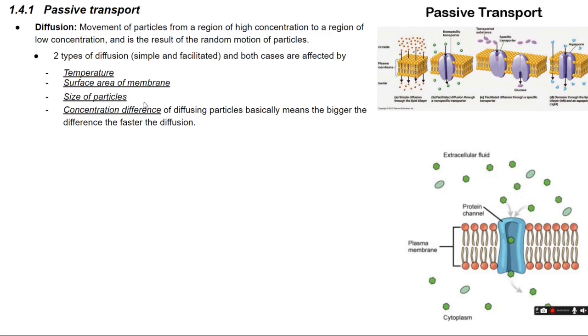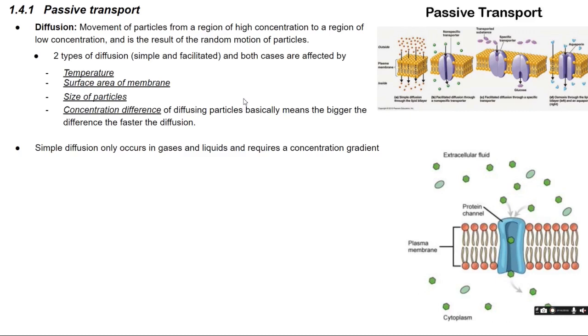And we have the size of particles. The smaller the particles, the faster the rate of diffusion. And finally, the concentration difference. Basically, the larger the difference between the higher concentration and the lower concentration, the bigger and faster the rate of diffusion.